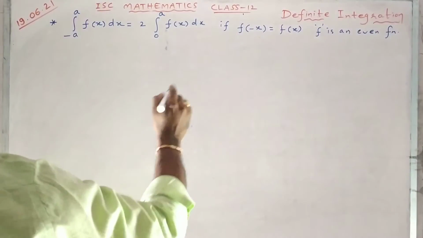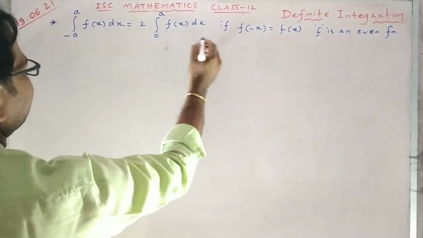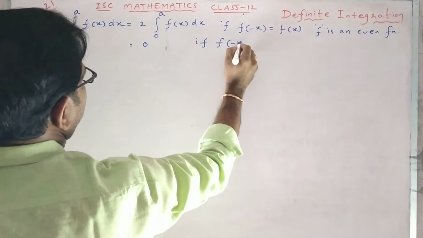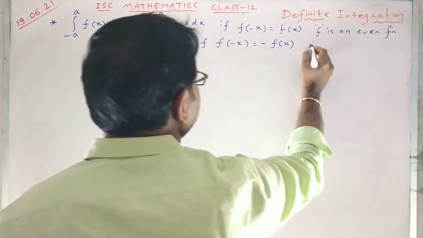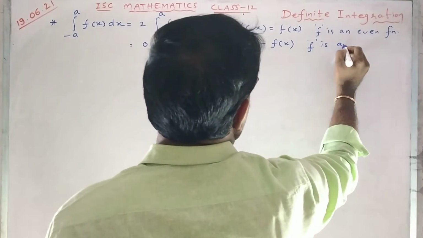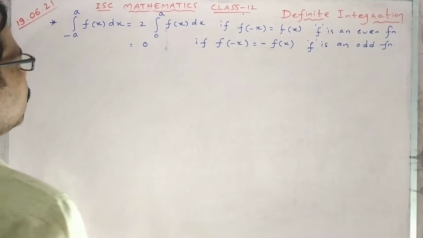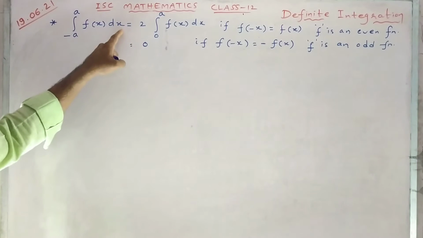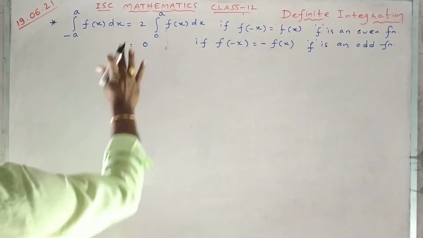Even function definition. When do we say one function is even? If f of minus x equal to f of x. Otherwise, when f of minus x equal to minus f of x, that means f is an odd function. Okay. So, if f is an even function, integral from minus a to a of f of x dx will be 2 times integral from 0 to a of f of x dx. Otherwise, we will write 0.